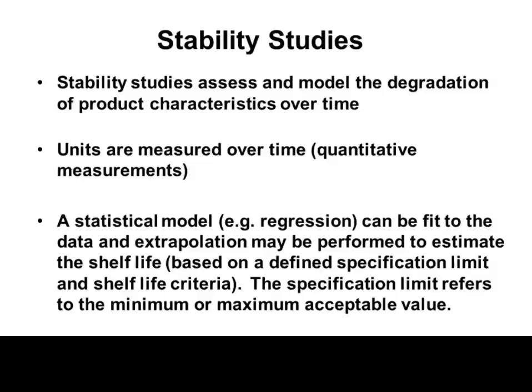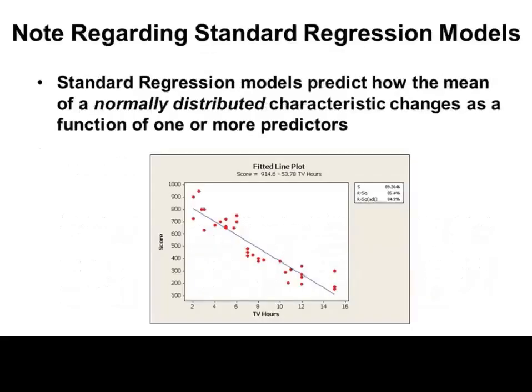So these stability studies are essentially going to allow us to assess the degradation and model it over time. I'm going to assume here that we're dealing with quantitative values, and then we'll fit a statistical model, namely a regression model, to the data and extrapolate as necessary. And then we'll see when that regression line, or more precisely the confidence bound around that regression line, is predicted to reach the max or minimum acceptable value, in other words, our specification limit.